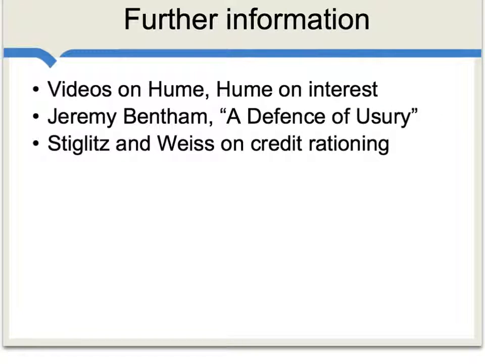For further information on this chapter, first I suggest you go to our videos on David Hume, in particular David Hume on interest. Also, a very strong critique of Smith on usury laws was written by Jeremy Bentham. That's called A Defense of Usury, and that's available free and online. You can Google to that. Finally, if you'd like a sense of just how advanced Smith was for his time, read some of the papers by Joseph Stiglitz and Andrew Weiss on credit rationing, and those came out in the late 1970s, early 1980s, and it's remarkable how much Smith saw ahead to these arguments, which later became quite important in the economics profession.